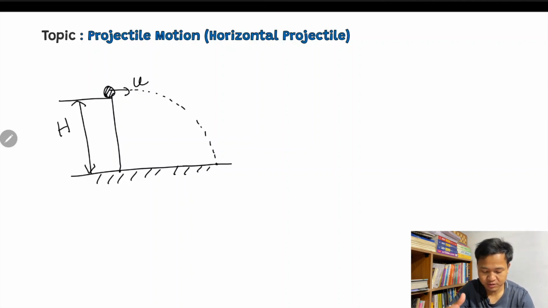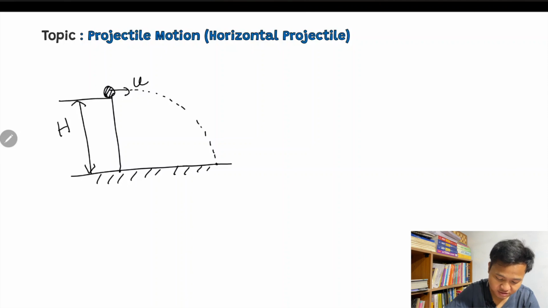They can ask you three things here. First, how much time it will take to reach the ground. Second, what will be the velocity or speed of the object when it hits the ground. And third, what is the horizontal distance covered.